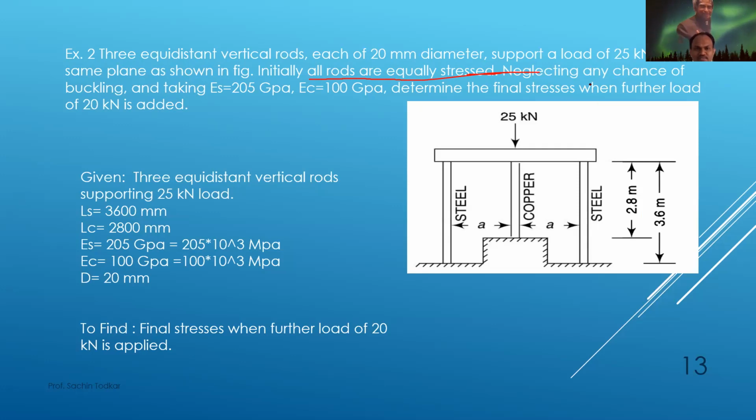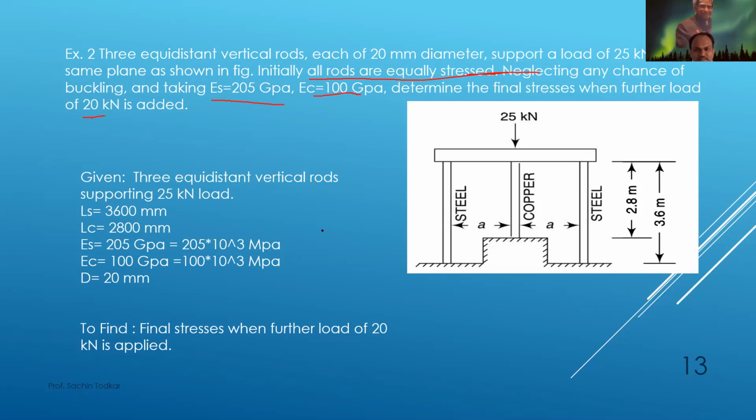Neglecting any chance of buckling and taking ES equal to 205 GPa and EC equal to 100 GPa, determine the final stresses when a further load of 20 kilonewton is added. So ES is given 205, EC is given 100, and a further 20 kilonewton additional load is applied here.